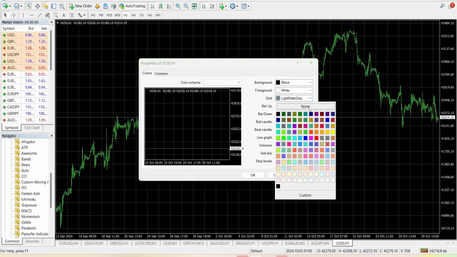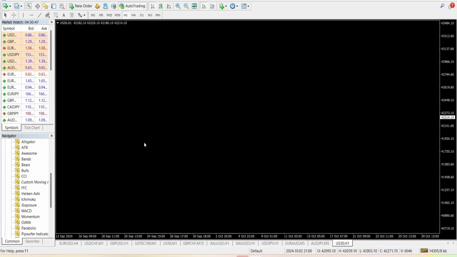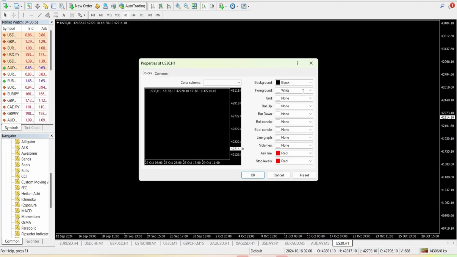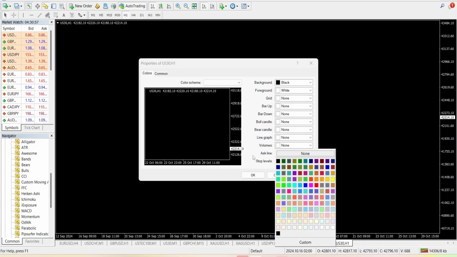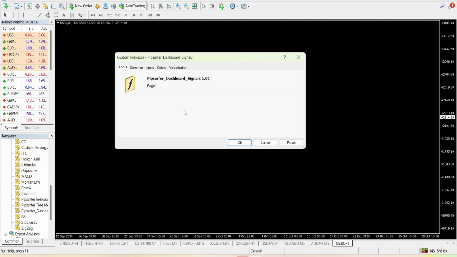So you have that right there. Perfect. So now it's black. All you have to do is right click, go to properties, and click none from grid all the way down to volumes. So you would just switch it to none at the top. Once you set that up, then you would open up the Pipsurfer Dashboard.